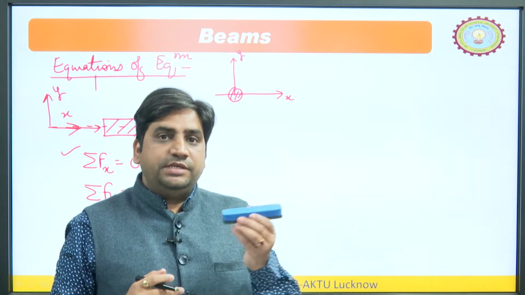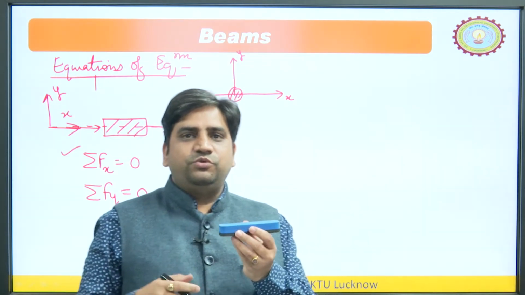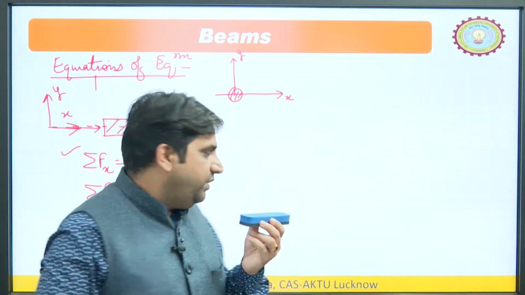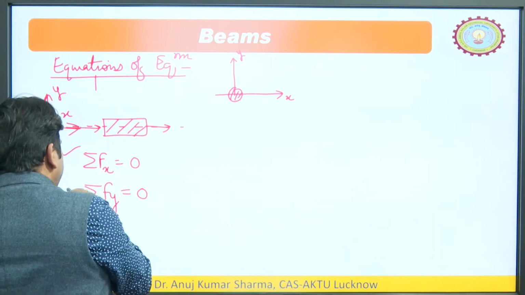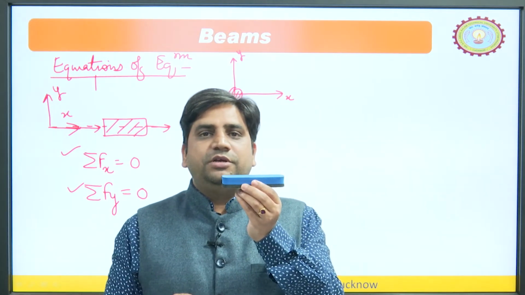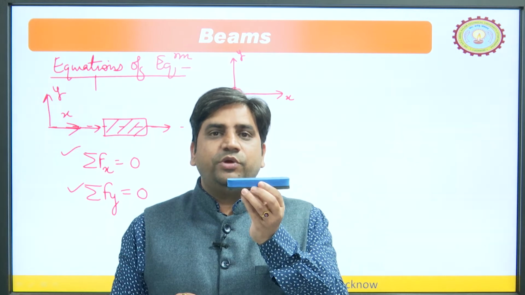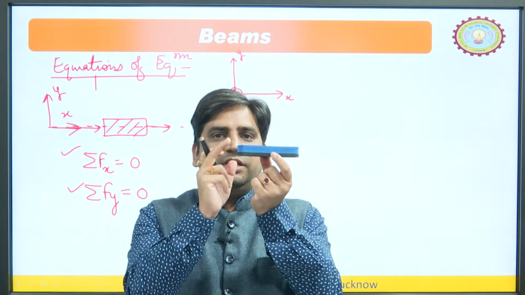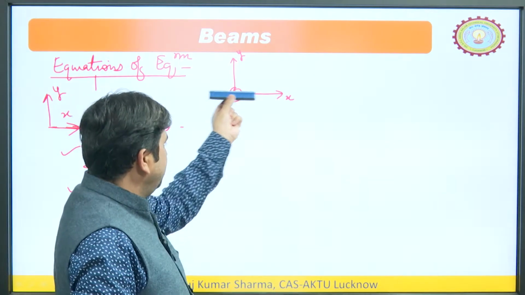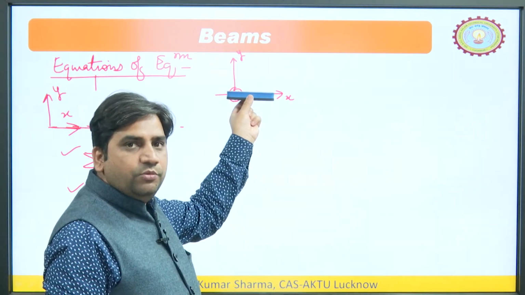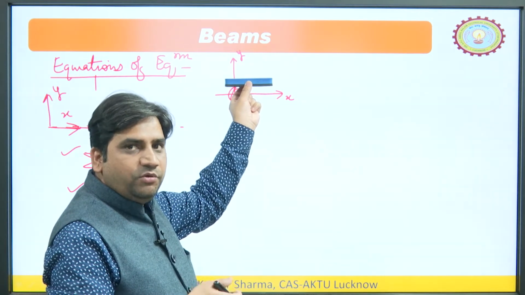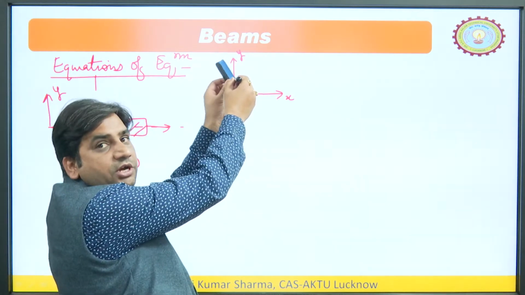Now, if this body still has a tendency for motion, what kind of motion does it have? We have restricted sigma f x equals to 0 and sigma f y equals to 0, but still it has a tendency of motion about the z axis, which means it has a rotating tendency. This body cannot move in the x direction because sigma f x equals to 0, it cannot move in the y direction because sigma f y equals to 0, but still it can rotate about the z axis.